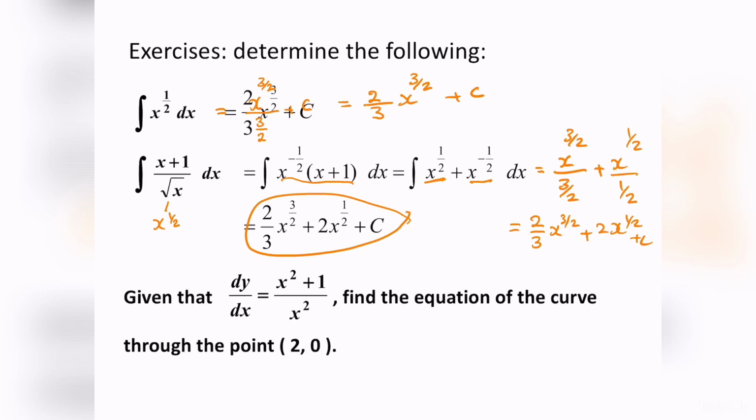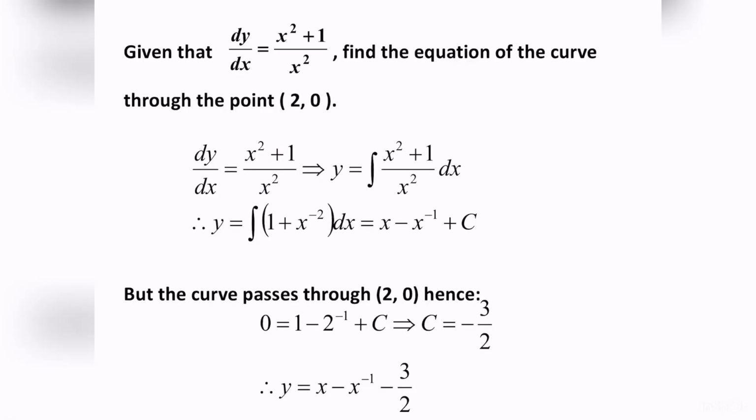Okay, so another example here is, given that dy over dx equals x squared plus 1 over x squared, find the equation of the curve through the point 2, 0. So first of all, we need to integrate dy over dx. So the integration of dy over dx gives us y.